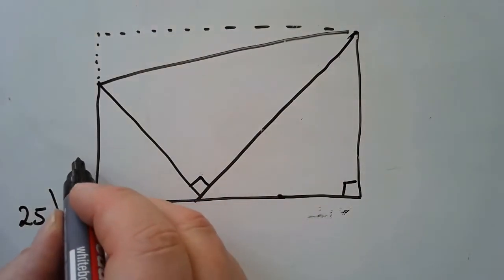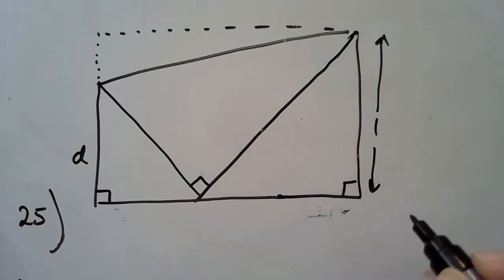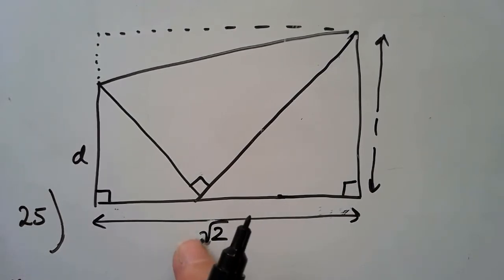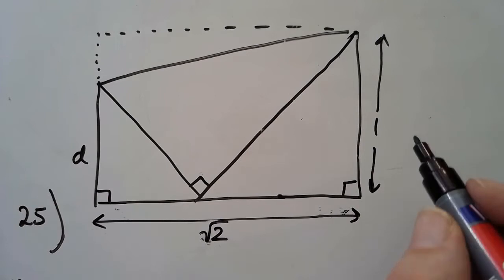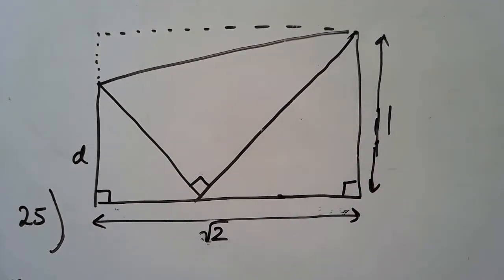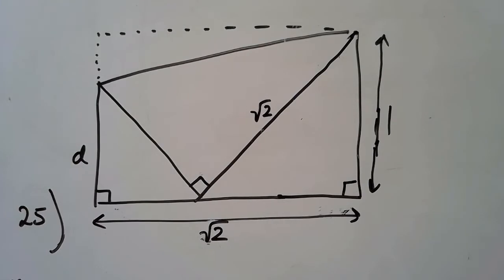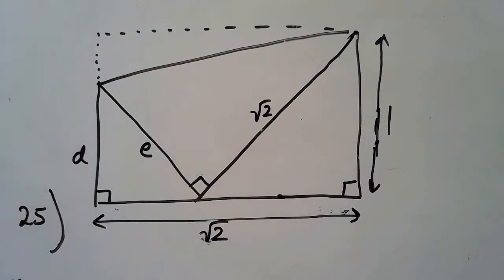So labeling the diagram, we've got D here, 1 is the length here, and we've got √2 here. Don't worry that it says √2, we just deal with it like a number or a letter. It doesn't matter that it says √2. We know that this length here is also √2, so that might be useful information. We don't know what D is. We don't know what this length here is, but I'm going to give it a letter.